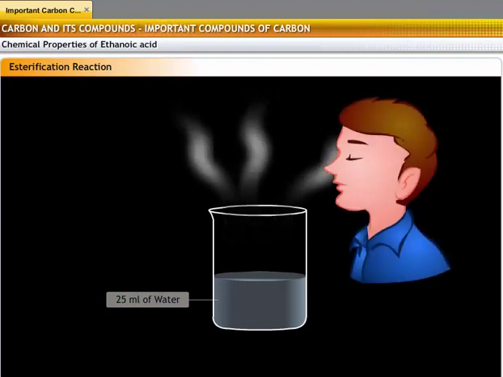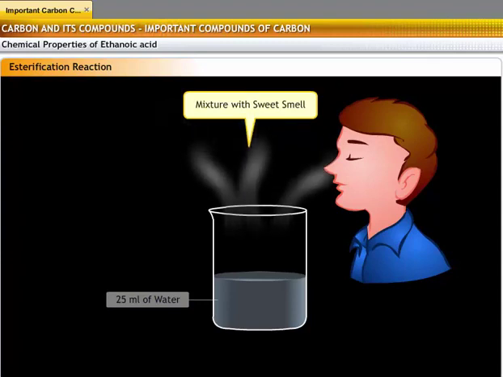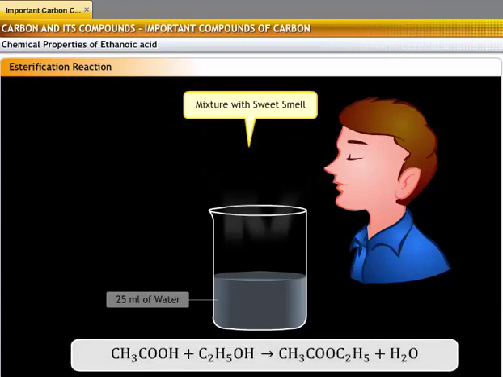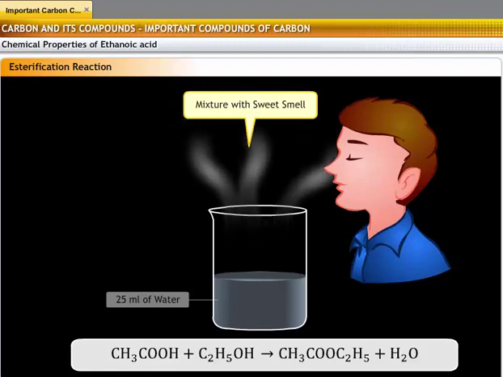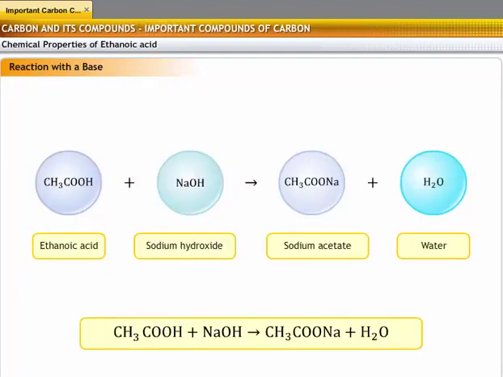You will find the resulting mixture will emit a sweet characteristic smell. In this reaction, it produces ethyl acetate, which is an ester. An ester is a carbon compound identified by its sweet fruity smell. Esters are used in the preparation of perfumes and as flavoring agents. Ethanoic acid reacts with bases to give salt and water. For example, it reacts with sodium hydroxide to give sodium acetate and water.